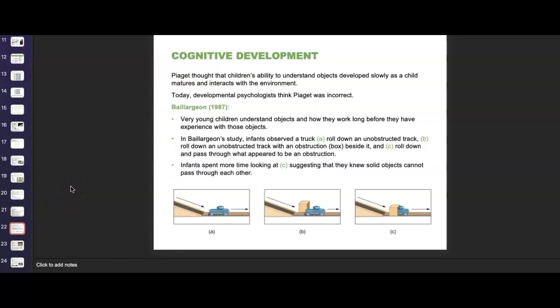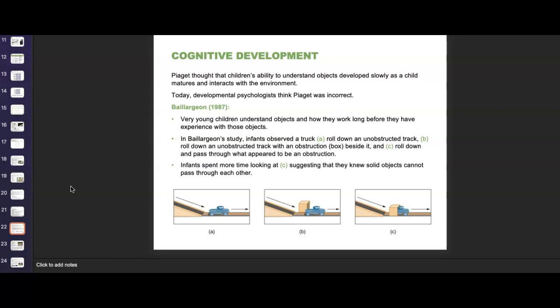After that, it's our cognitive development. So yes, Piaget thought that children's ability to understand objects develops slowly as a child matures and interacts with the environment. However, more contemporary psychologists like Baillargeon in 1987 viewed young children as understanding objects and how they work long before they have experience with those objects.